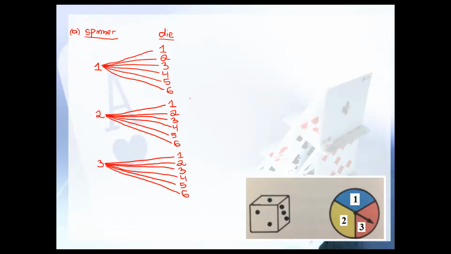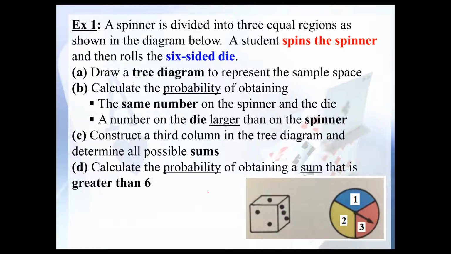Okay, so that's my tree diagram. It was pretty messy. If I was doing this on paper, I'd probably use a ruler to draw the branches, but whatever. It's good enough. It communicates the point. Okay, B. It says, calculate the probability of obtaining the same number on the spinner and the die.